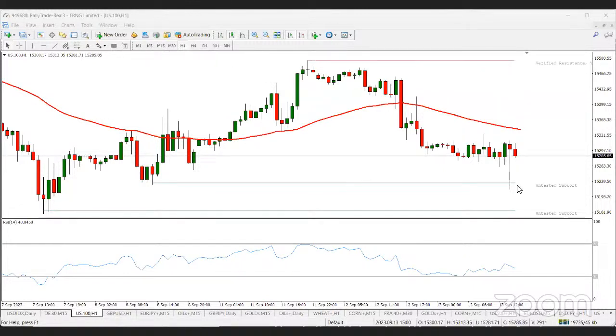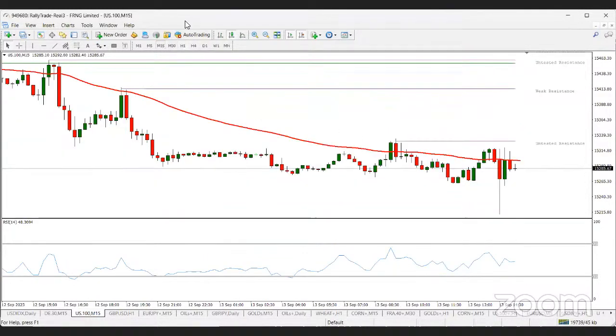Of course, it has hit here and it has given us something like a hammer, that shows that there's likely to be a retracement, but I still expect a sell for US 100. Especially, this is 15 minutes, guys. Look at 15 minutes on US 100.